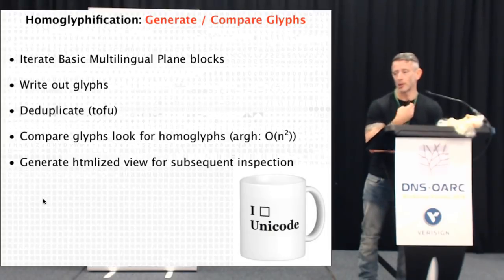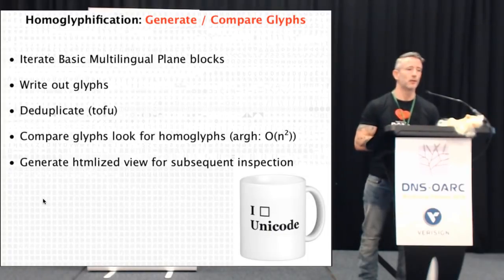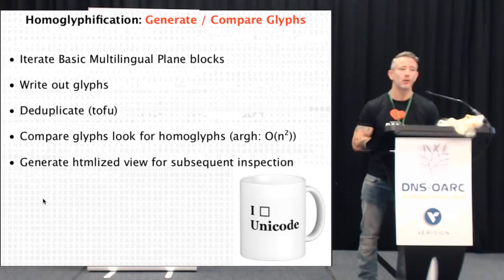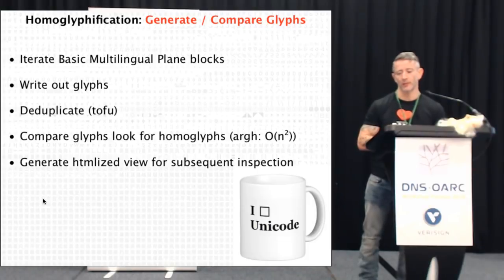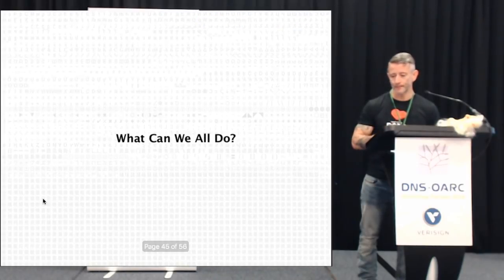And then, as we must do, comparing each glyph against every other glyph ends up being a big O of n squared problem, so this part takes a while. But you only have to do it every time you're generating your corpus. After this, you can generate HTMLized views of your corpus for manual inspection, sort of like the factory floor worker pulling out all of the stuff that's obviously bad that the machines are no good at figuring out. Remember, humans are really good at that pattern recognition.